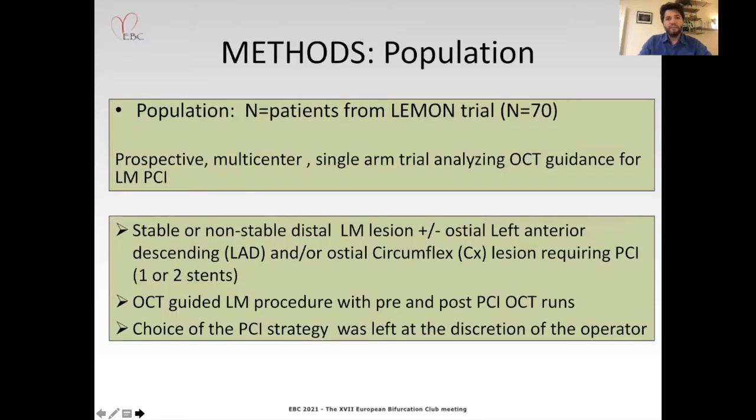These patients came from the Lemon trial. That was a prospective multi-center single-arm trial that analyzed the feasibility of OCT guidance for left main PCI, and thus included patients with stable or non-stable distal left main lesion and/or ostial circumflex or LAD lesions that were treated by PCI. The OCT guidance was provided by pre and post PCI runs, but the choice of the PCI strategy was left at the discretion of the operator.